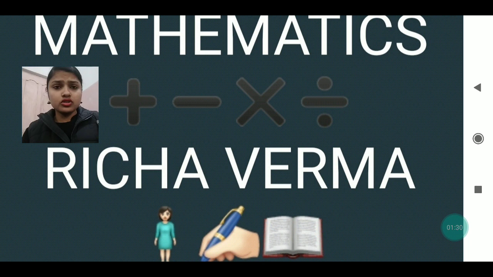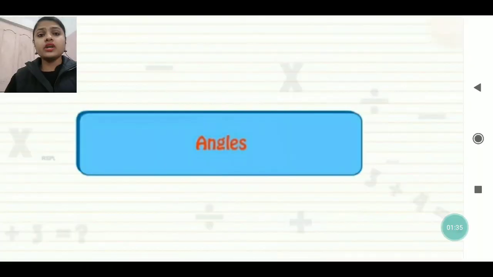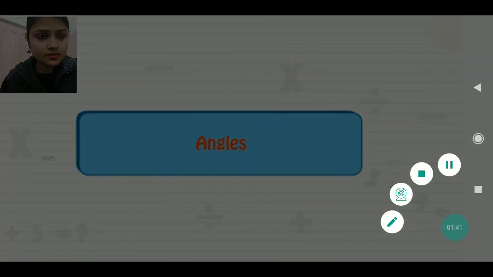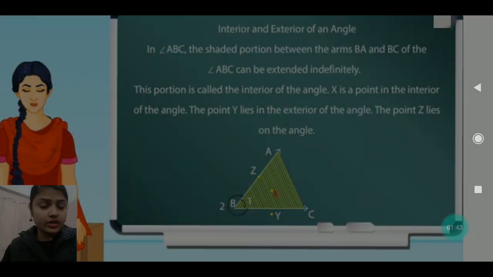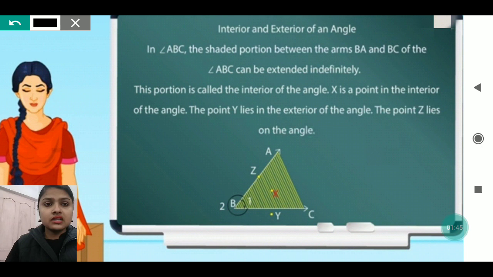Today we are going to move ahead with the same topic, that is angle. We are going to discuss two kinds of angles: the first is the interior angle and the second is the exterior angle. Interior means inside angle, and exterior means outside angle. You can see I have drawn one angle here.